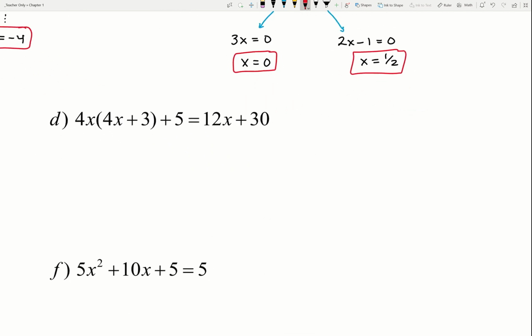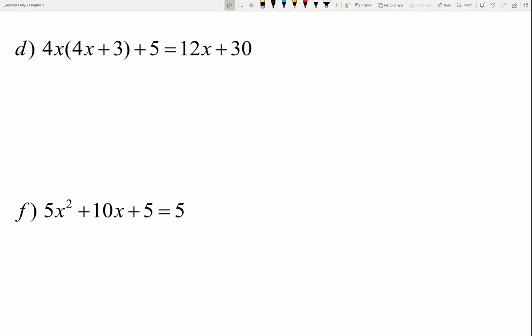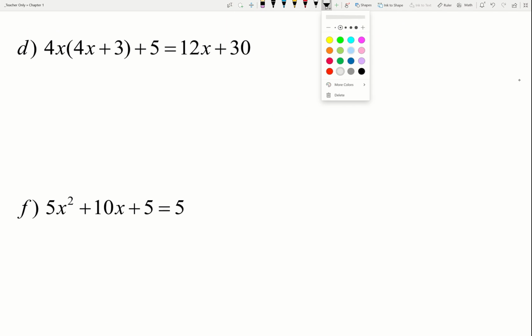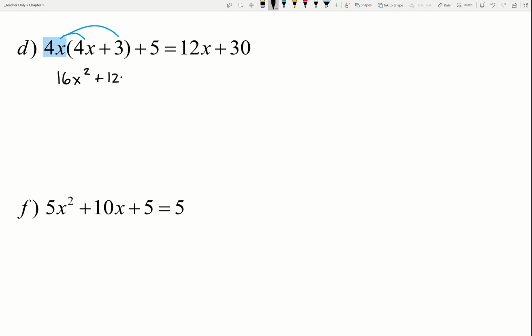I'm going to skip part C because it's identical to what we've been talking about, but take a look at part D for a sec, right? This is one where you're going to have to do a little bit of preliminary work before you can start the process that we discussed earlier. That work is going to entail distributing in that 4x. It's going to give us 16x squared plus 12x plus 5 is equal to 12x plus 30, okay?